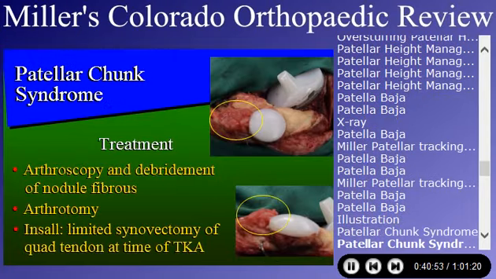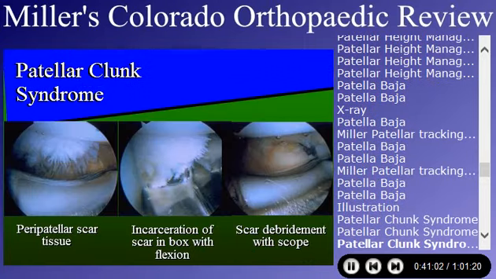It's basically this scar tissue right here that forms and gets caught in the box, so that as the knee comes into extension, that scar tissue gets caught in that posterior stabilized box and causes your snap. The treatment is arthroscopy and debridement of the nodule. Some people say a small arthrotomy is one of those others, but the answer is debridement. And they're not going to ask you arthrotomy versus arthroscopy. They're going to give you arthroscopy or some other open debridement.